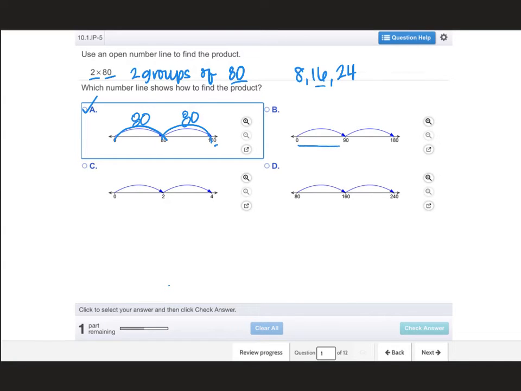If I look over here, between 0 and 90, well, that's 90. That's not a group of 80. And if I look from 0 to 2, well, that's only a group of 2. And then if I look at D, D's number line doesn't even start with 0. It starts at 80. So D could not be the correct answer, because when you want to start a number line, you always want to start with 0, like all of these did.